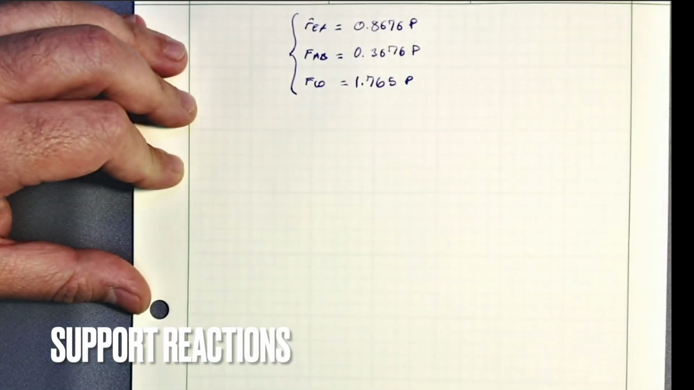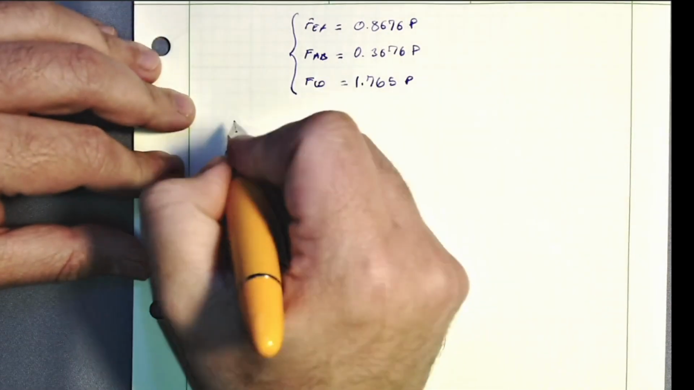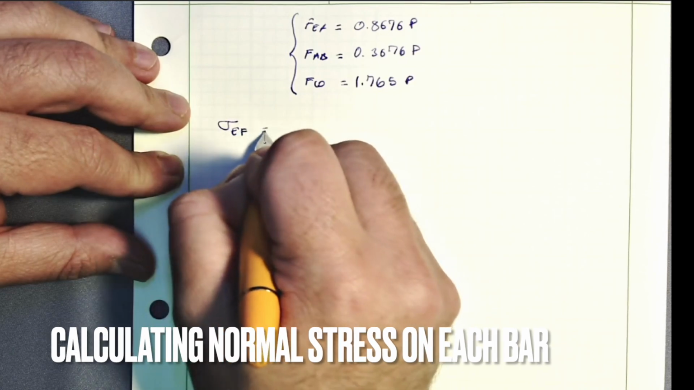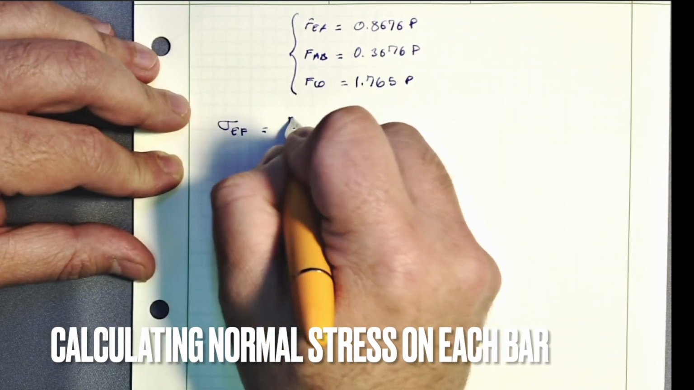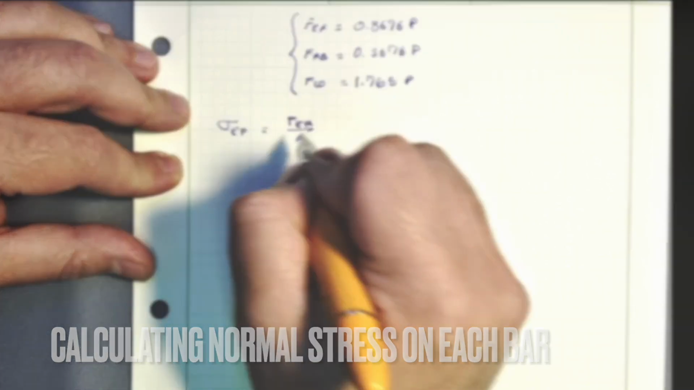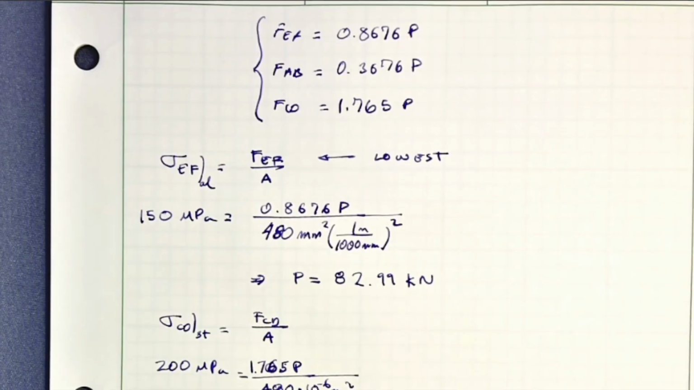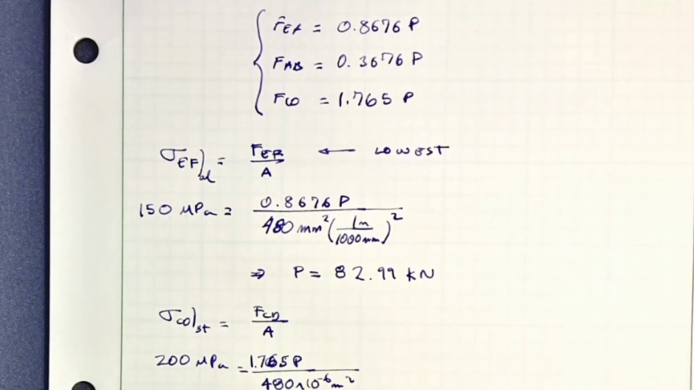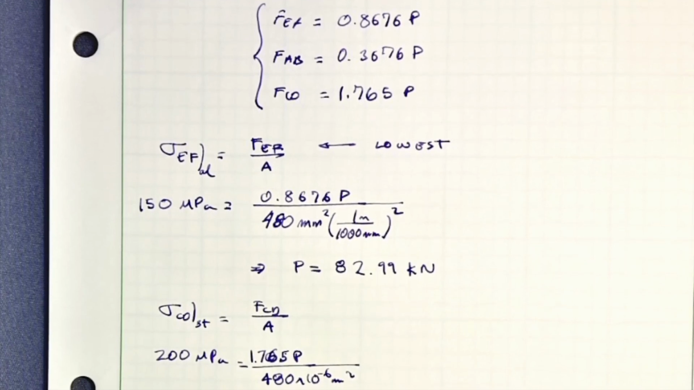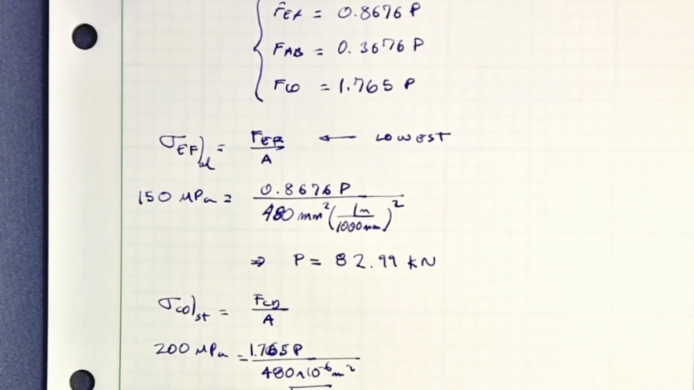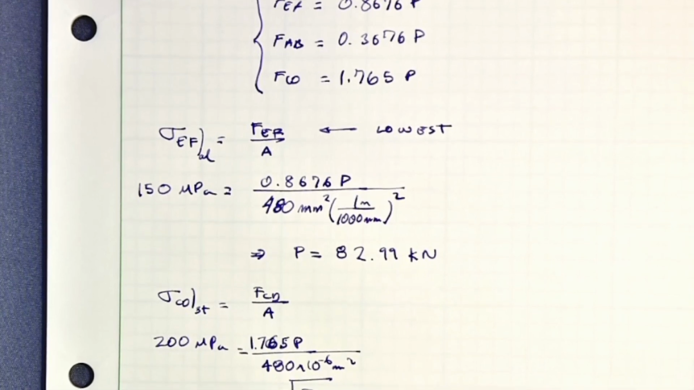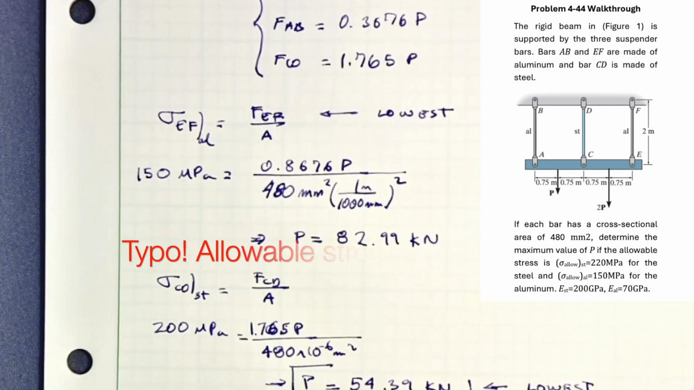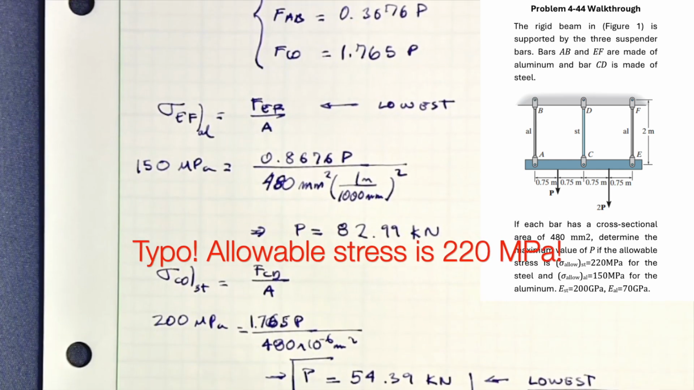Using the constraints from the problem regarding the allowable normal stress, we can then calculate P for each rod. We see that we don't need to calculate the maximum P load for EF and AB, since AB will yield a much larger P than EF, so we just choose whatever yields the lowest internal load between the two, in this case 82.99 kilonewtons. From here we do the same thing to the steel rod.